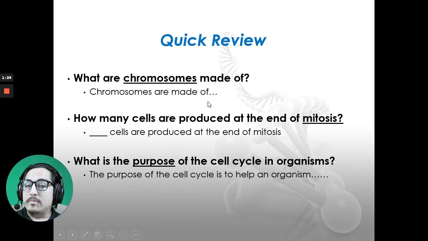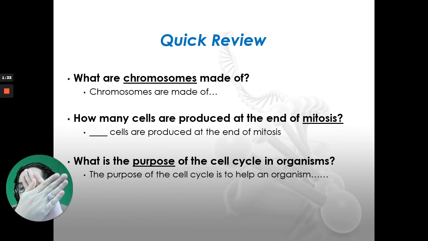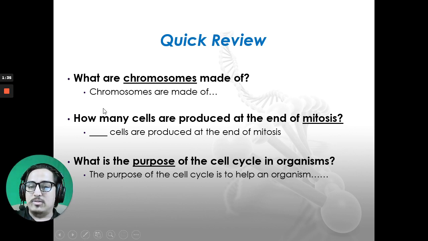Chromosomes are made out of what? A chromosome is that X shape. Remember that it's like this, and then it's like into X's. That's DNA. So chromosomes are made out of DNA. Hold on, don't copy this yet. Let me give you the answers, and then you can copy.